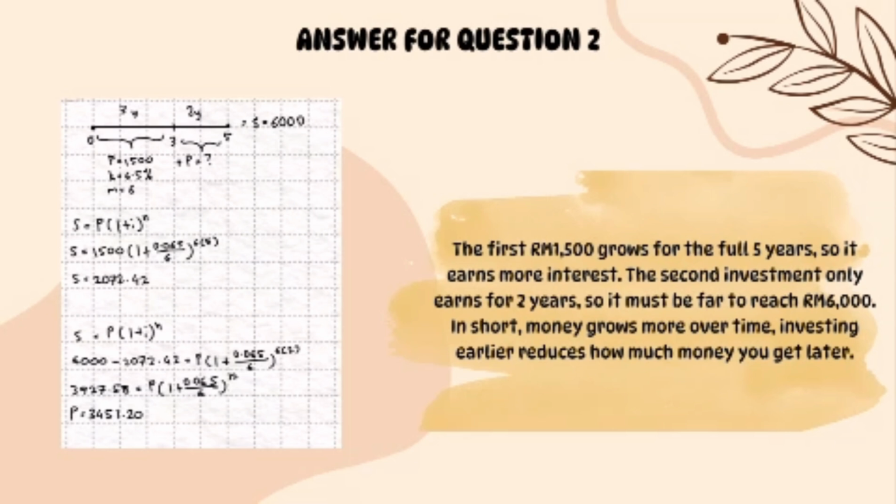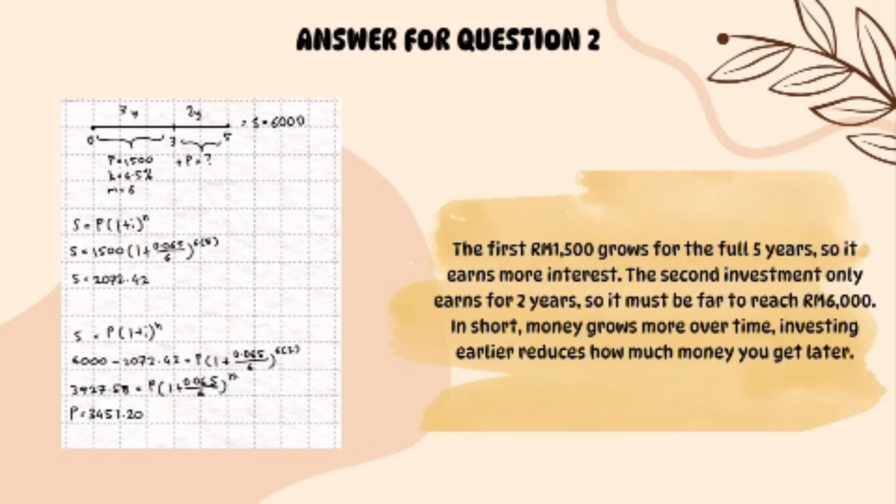We insert the information into the formula, and we get S equal to 1,500, open bracket, 1 plus 0.065 divided by 6, close bracket, to the power of 6 multiplied by 5. Insert the equation into the calculator, and we get the total amount of first deposit, 2,072 ringgit and 42 cents.